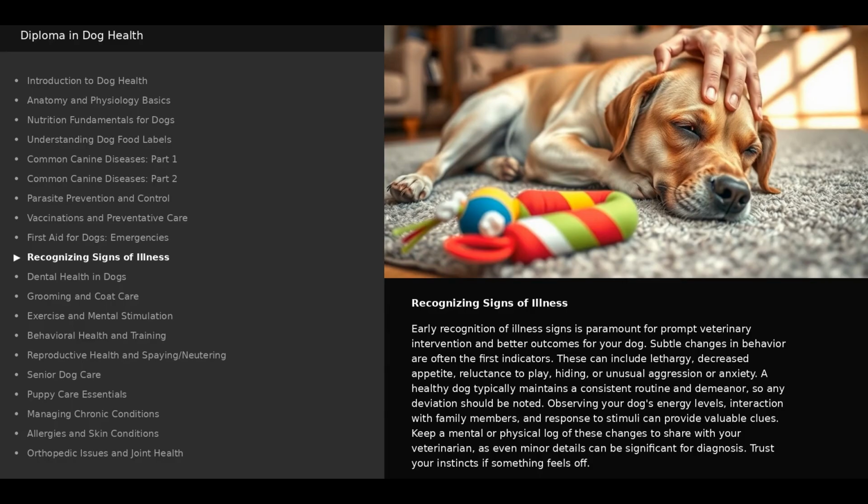A healthy dog typically maintains a consistent routine and demeanor, so any deviation should be noted. Observing your dog's energy levels, interaction with family members, and response to stimuli can provide valuable clues. Keep a mental or physical log of these changes to share with your veterinarian, as even minor details can be significant for diagnosis. Trust your instincts if something feels off.